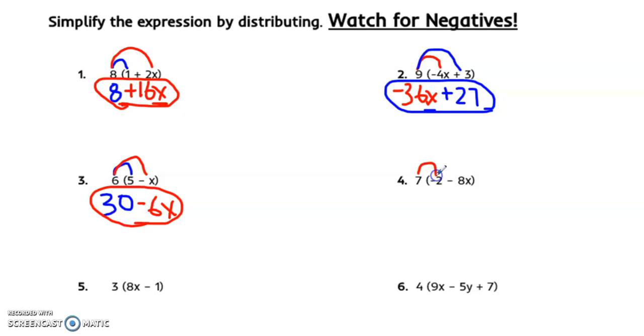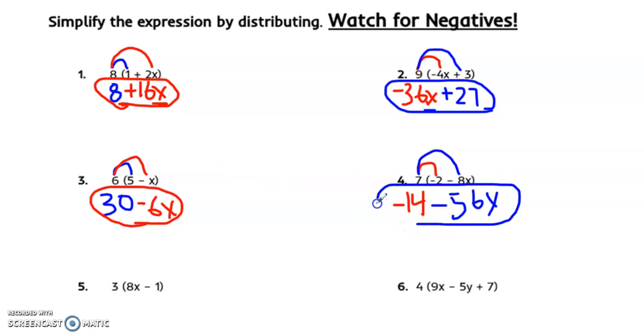7 times negative 2 is negative 14. And 7 times negative 8x is negative 56x. And we don't have like terms again. So 3 times 8x is 24x. 3 times negative 1 is negative 3. And no like terms.